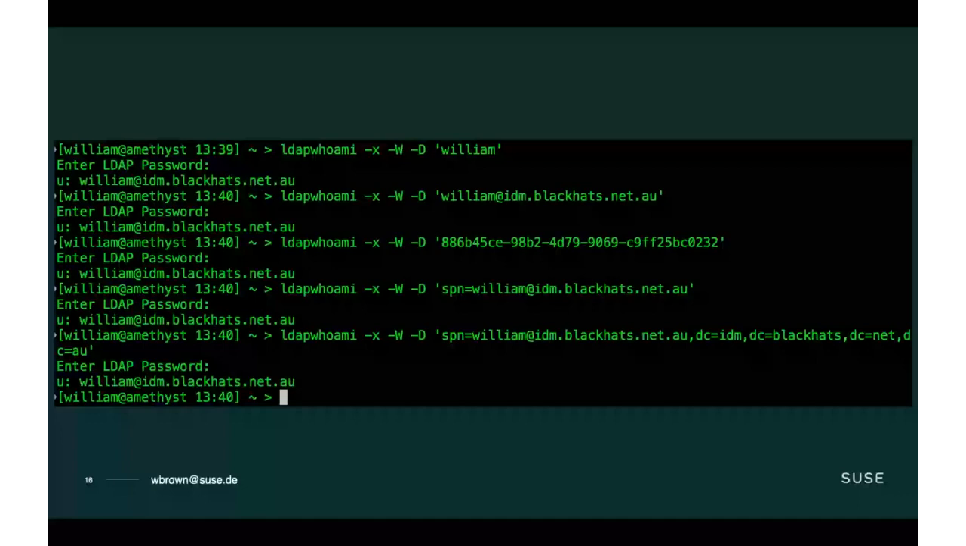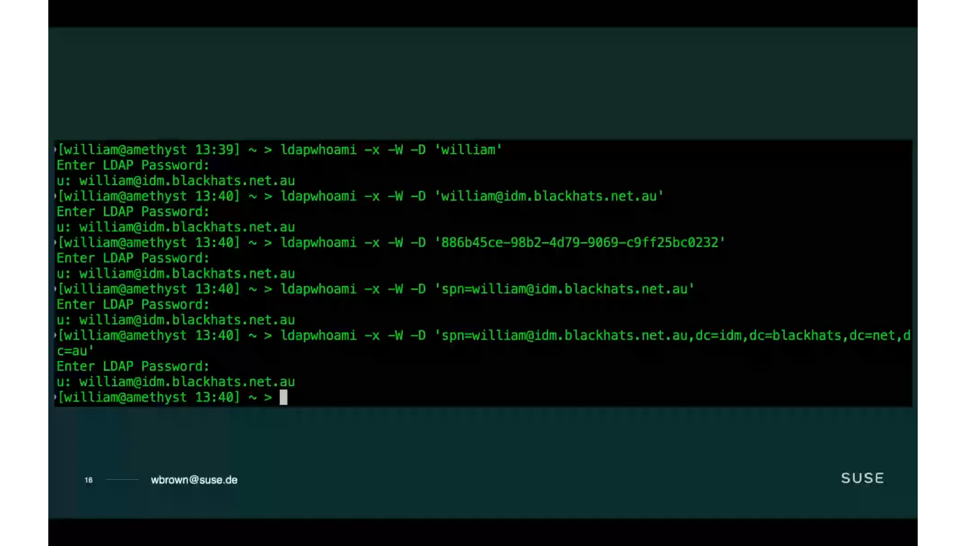Whereas in Kani, we accept any unique identifier for the account as its DN. So it can be an unqualified, just the word William. It can be the William at domain name. It could be the UUID of the account. It can be the relative DN, or it can be the full DN of the account. So it gives a lot more options for administrators deploying applications when they're authenticating to ensure that they can much more easily and simply configure their applications to be able to work with this.